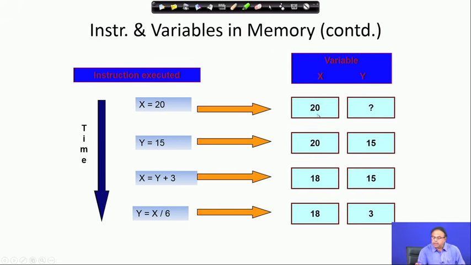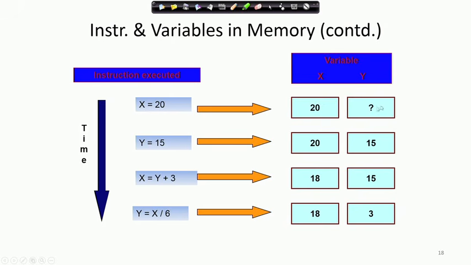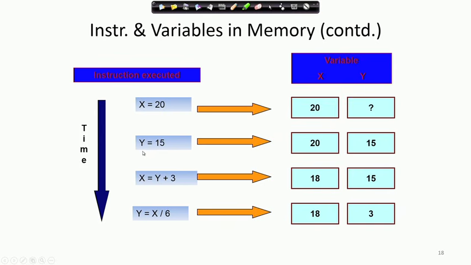Therefore, this location has got 20 written in it. What is there in y? I do not know. Anything that was earlier from the beginning was remaining, that is there, I do not care. Next step, I am writing 15 to y. I am assigning 15 to y. Therefore, now x remains as it is 20 and y becomes 15, right.